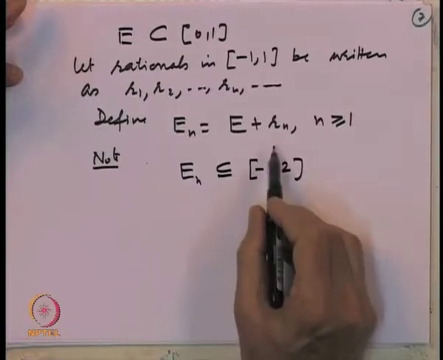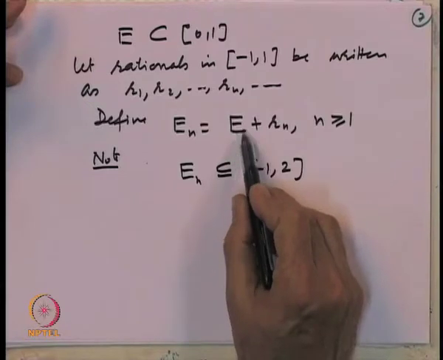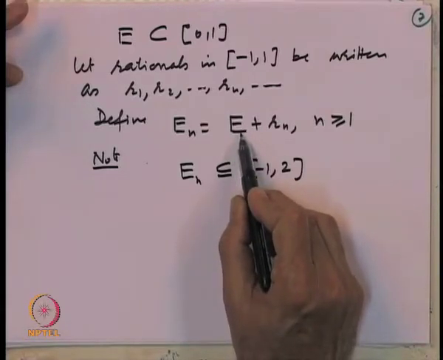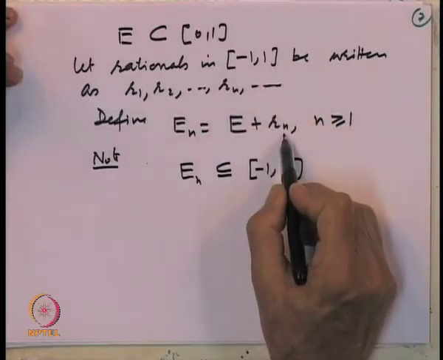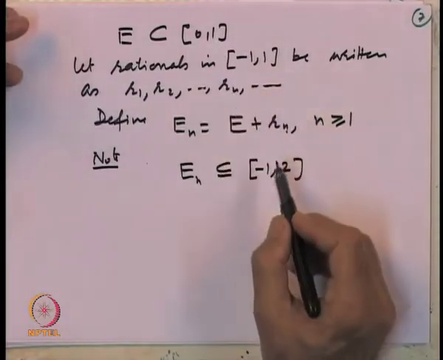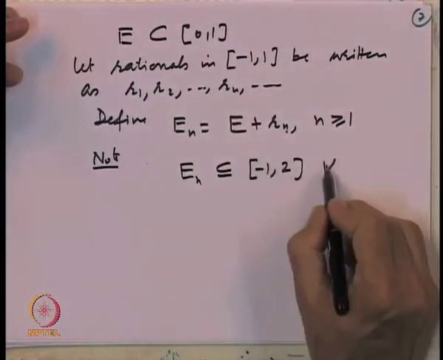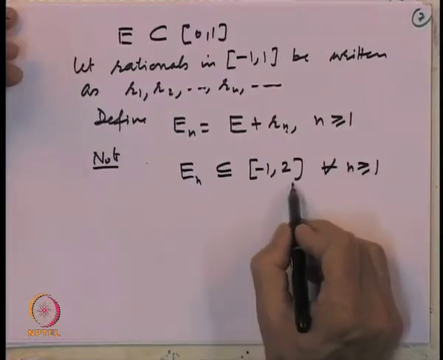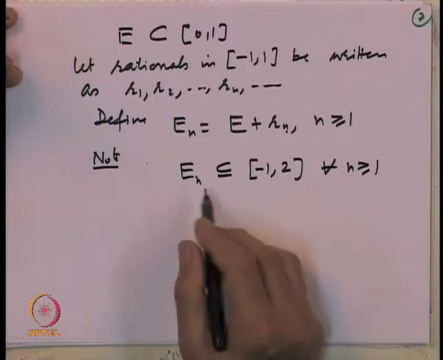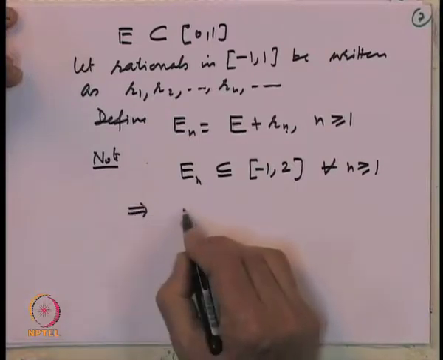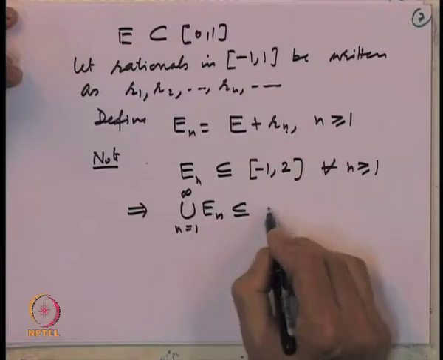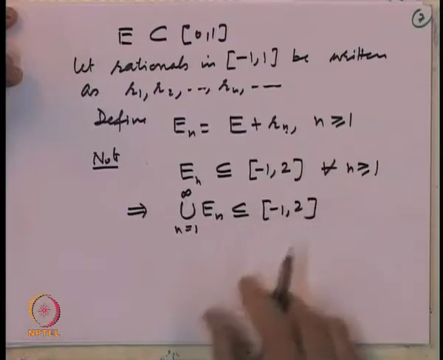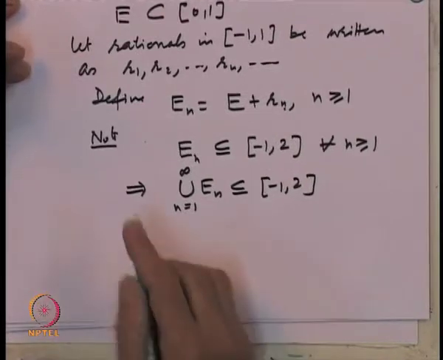At the most, this sum can become -1 when the elements of E are the smallest ones, 0, and R_n is -1. And the largest possible is when R_n is equal to 1 and the element of E is also 1, so 1 plus 1 is 2. So, for every n, E_n is a subset of [-1, 2]. This implies that the union of E_n's is also contained in [-1, 2]. So, that is one observation.